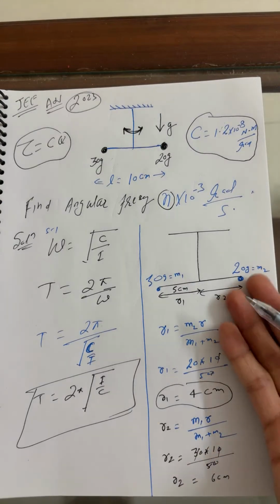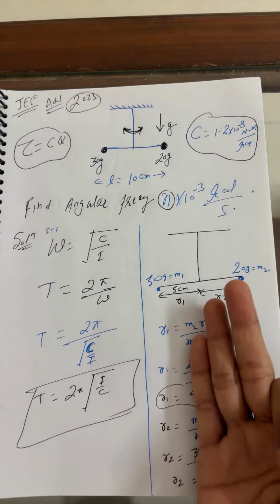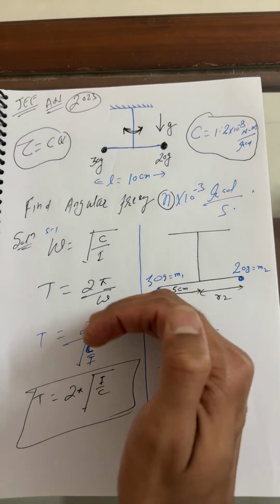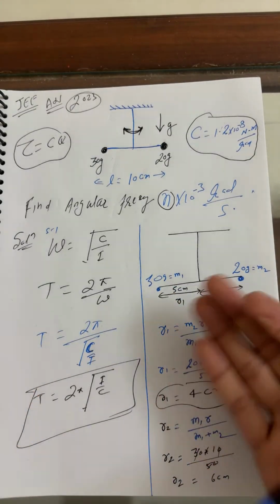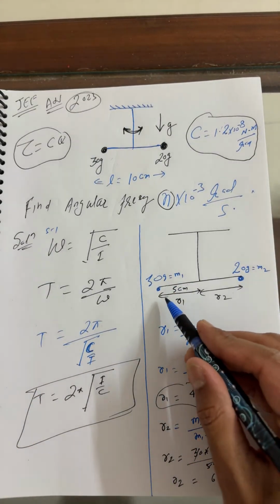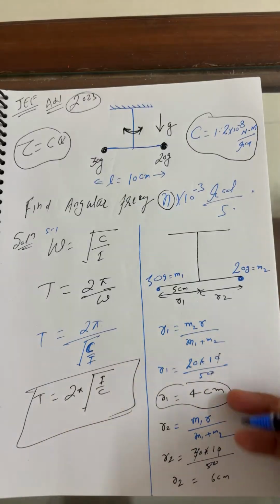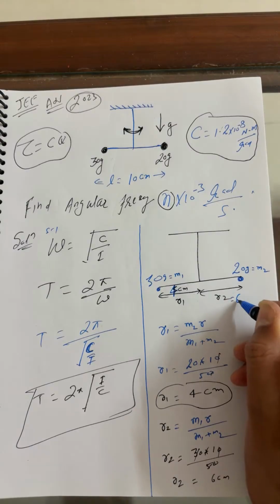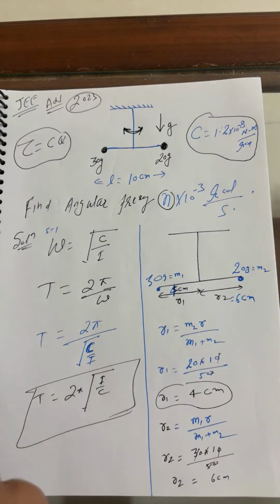The center of mass is nearer to the heavier body, not the lighter body. So R1 is 4 centimeter, and R2 is 6 centimeter.